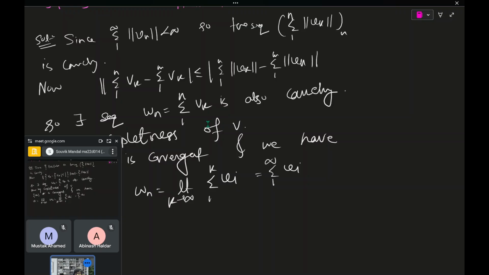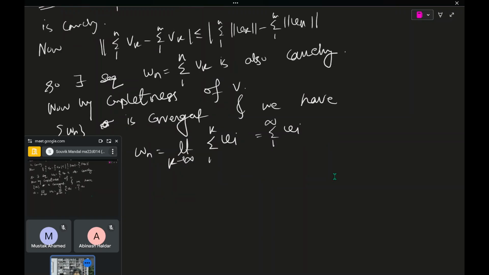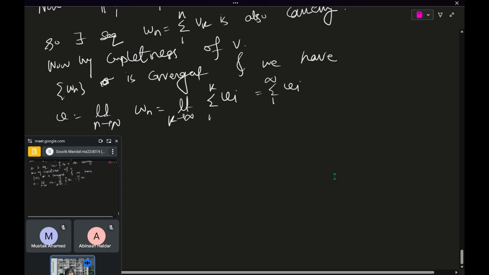So there is the sequence w_n, n equal to 1 to infinity, in V. It is Cauchy, so now by the completeness of V, w_n is convergent, and we have v equal to the limit of v_n in V. Okay, that's all.